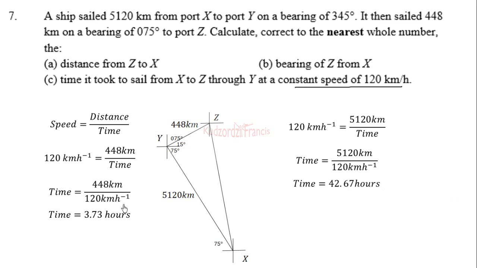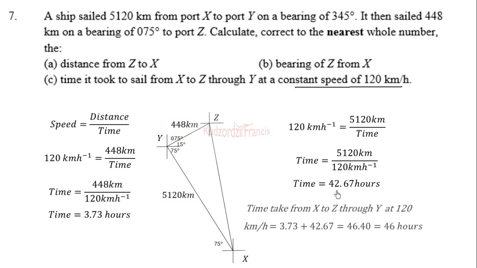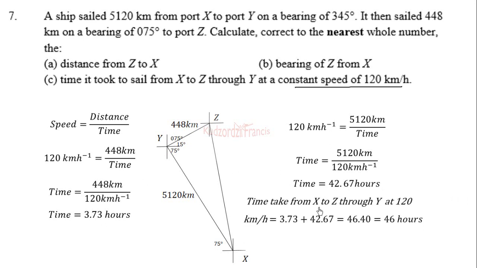So we put the two times together to get the time taken from port X to Z through Y at 120 km per hour to be 3.73 hours plus 42.67 hours, which is equal to 46.40, and to the nearest whole number, it took the ship 46 hours.